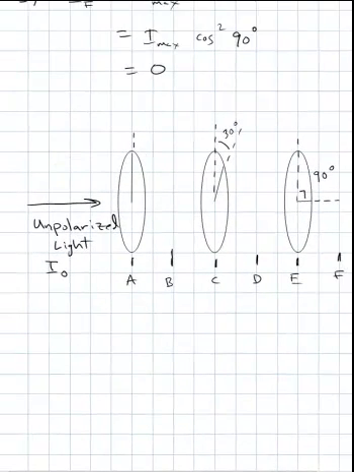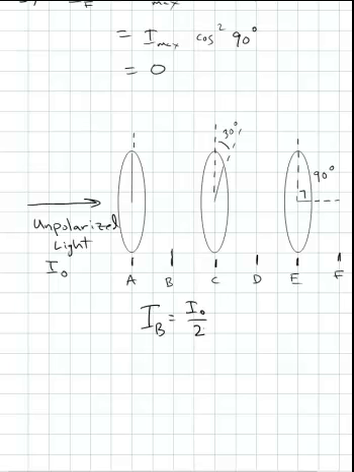Now we're going to insert another polarizer at position C, oriented sort of in between at 30 degrees with respect to the vertical. So let's take a look at what happens to the intensity of the light at the other locations. So we already know that the intensity here at point B is our incoming intensity over 2. So let's figure out what it is at point D.